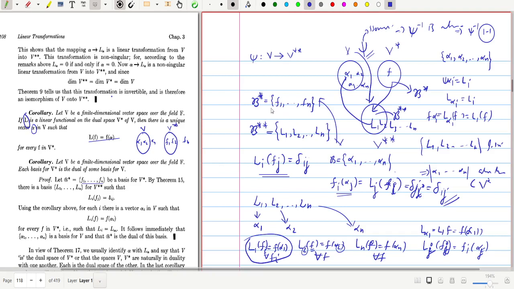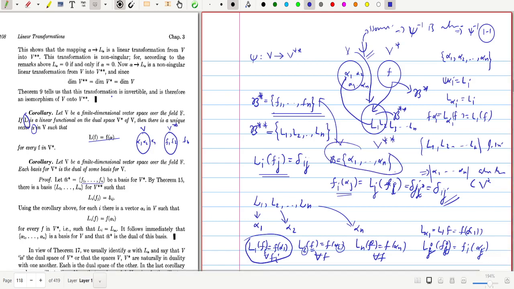So for every basis of the dual space V star, there exists a basis of V, say B, such that this B star is the dual basis for B. So this proves the corollary. The next corollary is the second corollary of theorem 70.